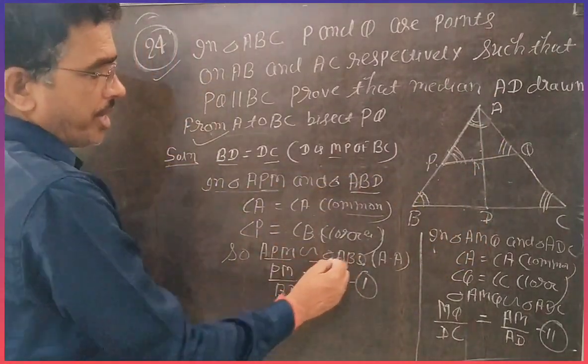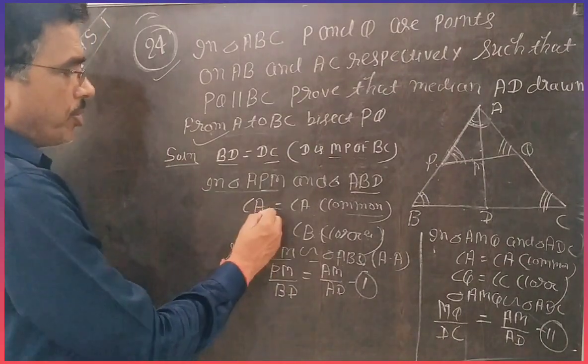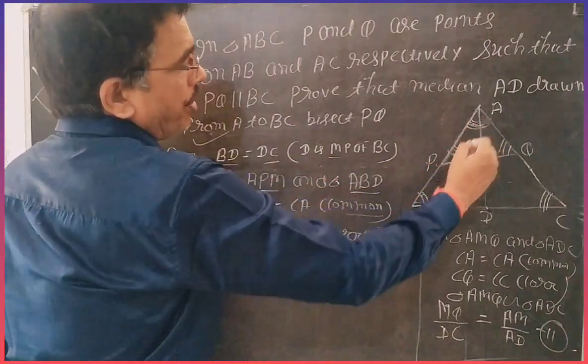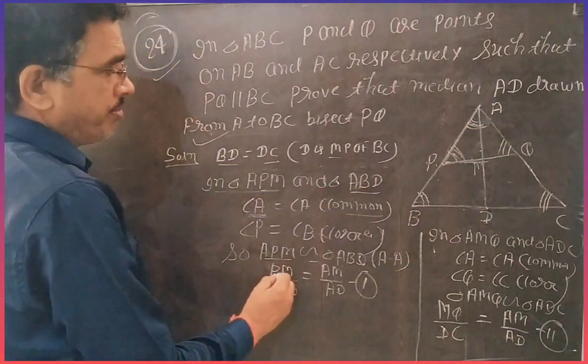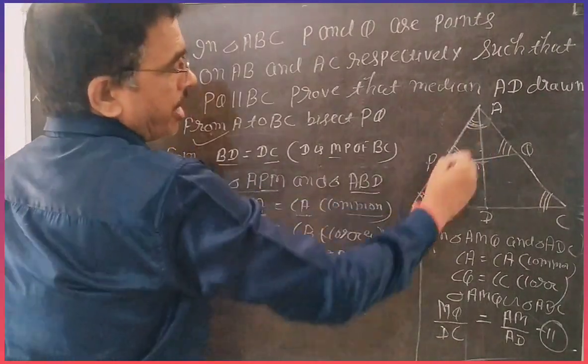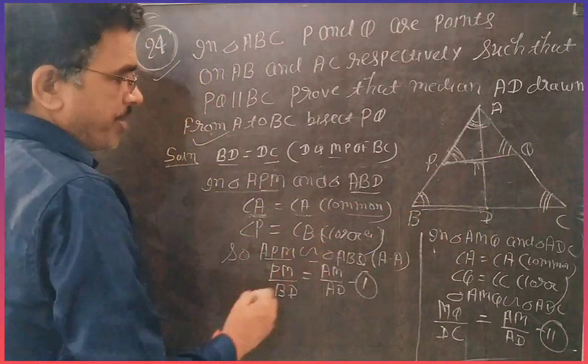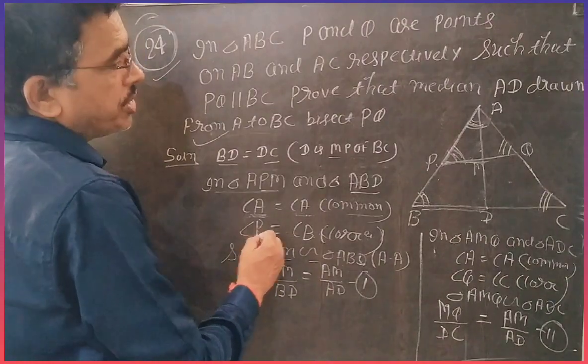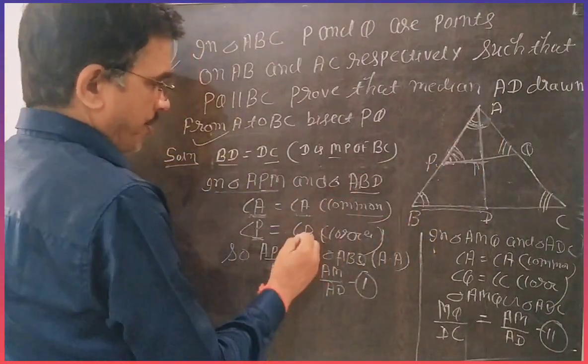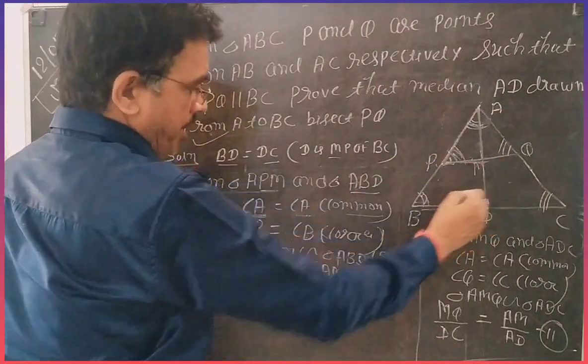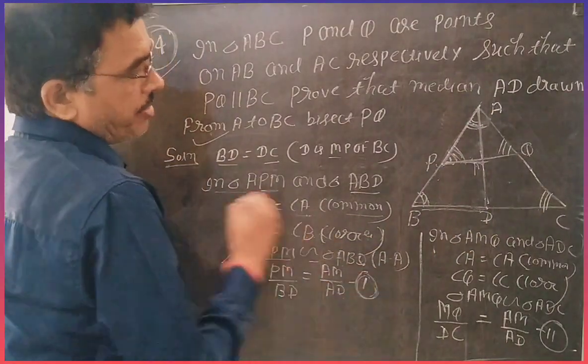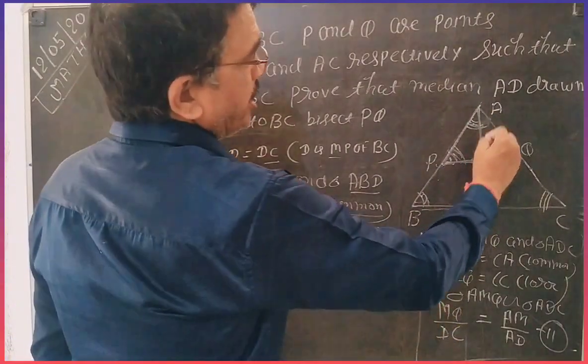Then their corresponding sides are proportional. So opposite of A is PM in the small triangle, and opposite of A in the large triangle is BD. So PM by BD is equal to opposite of P, AM, and opposite of B, AD. So AM by AD is the first equation.